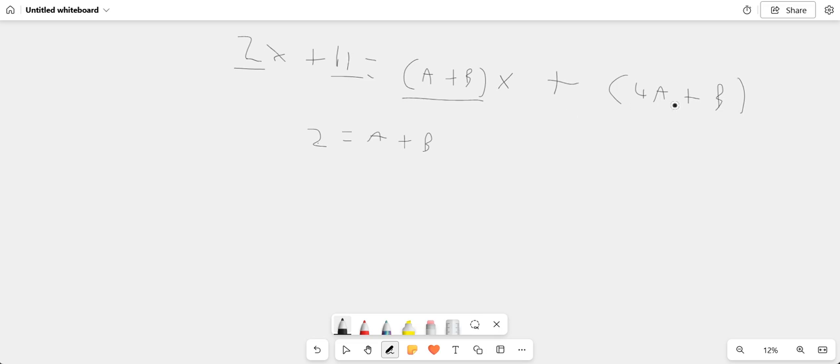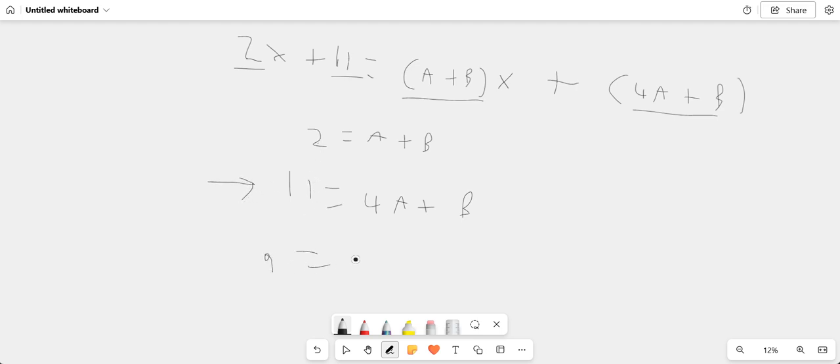And then 11 is this part, and that's equal to this, of course. So again, the number on this one here is equal to the number here. So 11 is equal to 4a + b. Alright, calm. So you're probably thinking now, okay, cool. So what do you do now? Well, do the second equation. Take away the first equation.